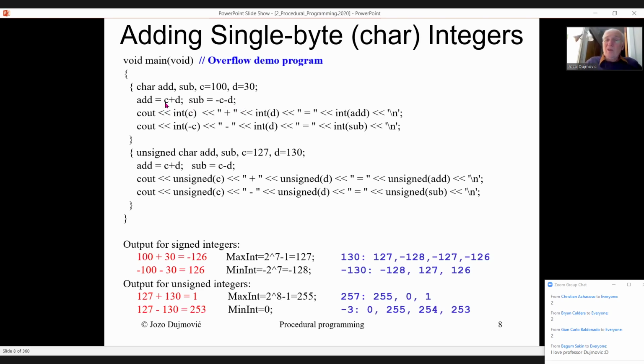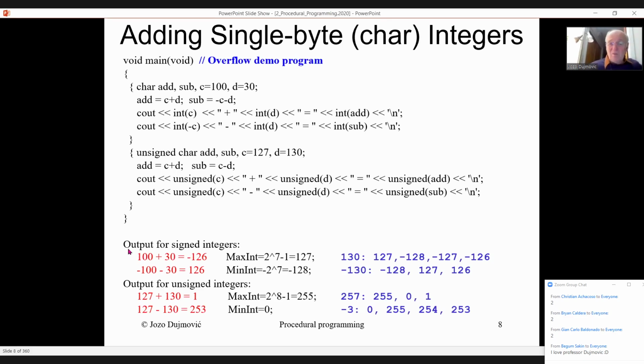When I add 100 plus 30, then I am going to write here this 100 plus 30 equals the result of this addition. So it is add C plus D. That's what I put here, and I have to write that as an integer. So I said integer of this value. So what is the result printed? It is 100 plus 30 equals minus 126. Okay, so it is completely wrong.